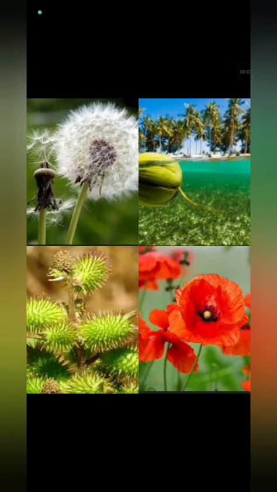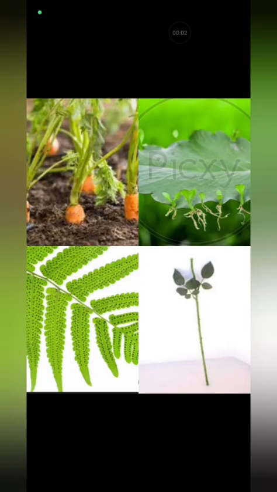Dispersal of seeds. Seed dispersal is the process of spreading seeds away from the parent plant. It helps plants grow in new places. Seeds are dispersed by wind, example dandelion, water, example coconut, animals, example mango, explosion, example pea pod, gravity, example apple falling.